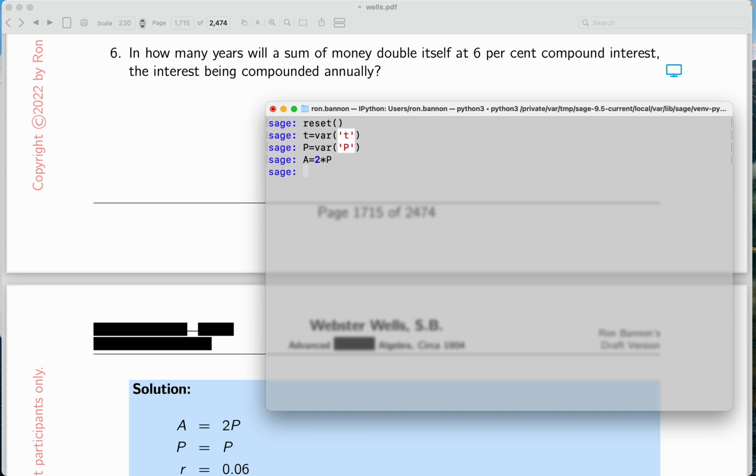All right. What else do they tell me? The interest rate, R, is 6%. So that's 0.06. They also tell me the number of times it's compounded per year is just once a year.